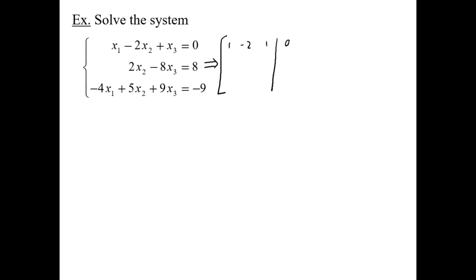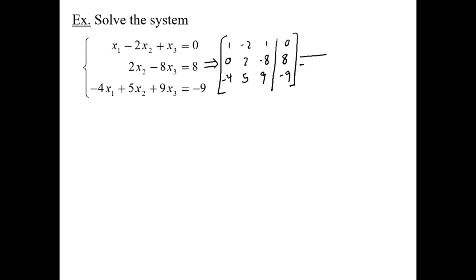The second row, notice there is no x1, so the x1 column has a 0. We have 2, -8, and then 8. The bottom row, the coefficients are -4, 5, 9, and -9. So there's my augmented matrix.